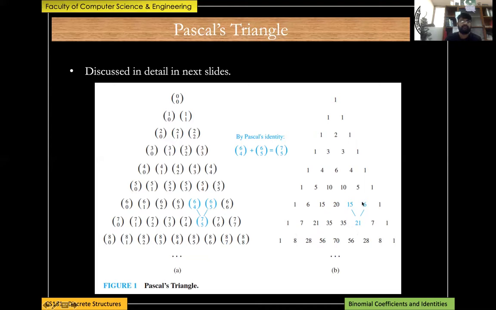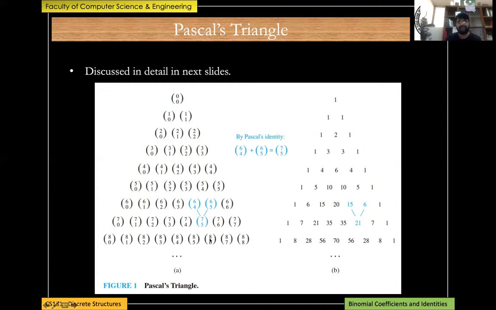And this is exactly what we note in the triangle as well. 21 is the sum of 15 plus 6, and so on. You can take any pair here, any combination here, and that is going to be the sum of the previous two, the ones that are right above. 35 is the sum of 20 plus 15. 21 is the sum of 6 plus 15. 7 is the sum of 1 and 6. And of course, the borderlines are always 1, so you don't need to compute them. Similarly, 28 is the sum of 21 and 7, and so on.